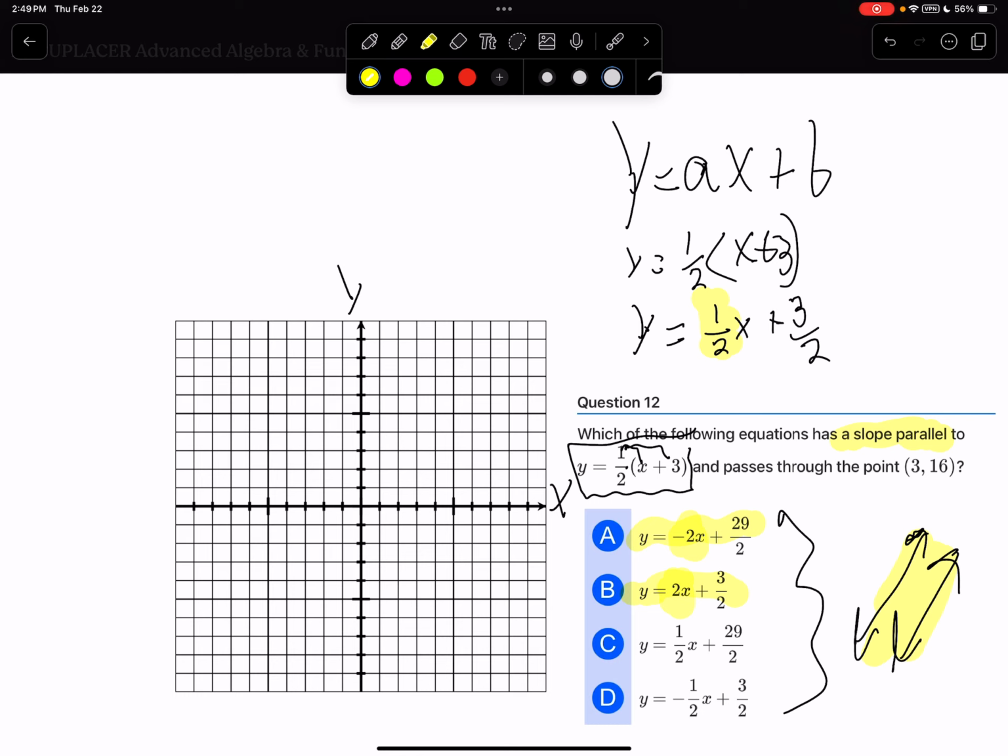But here, we have a couple that look pretty close. Which one of those two? Because the d is a negative, that's actually going down, not up. So definitely C, no way around it. Let me show you that line C. First of all, let's put this line up there: y equals 1/2 x plus 3/2.